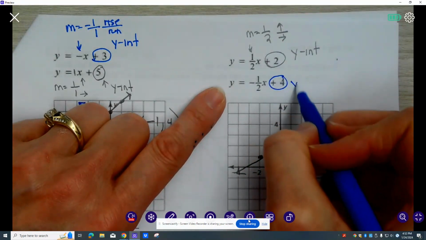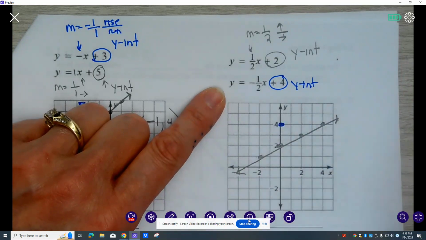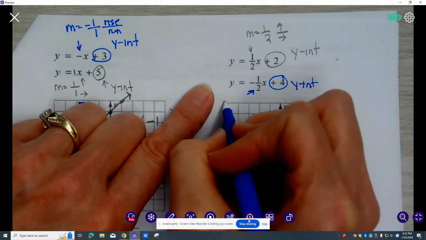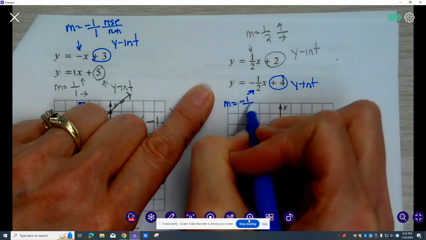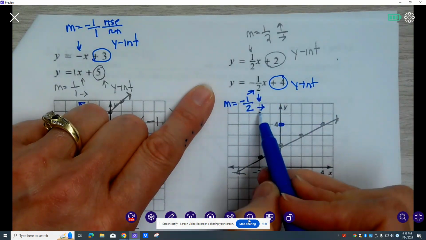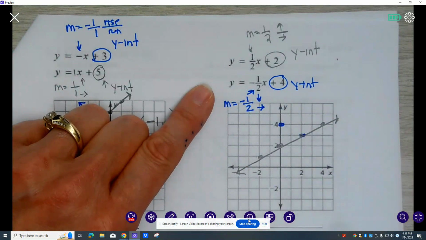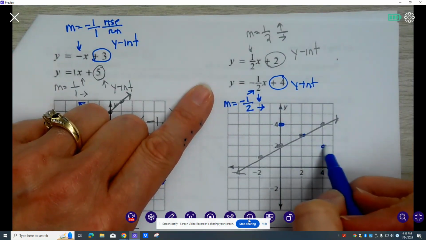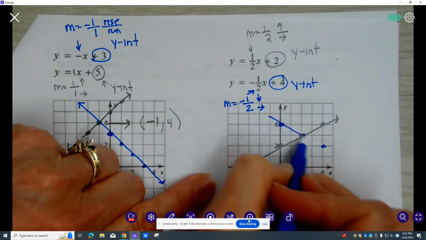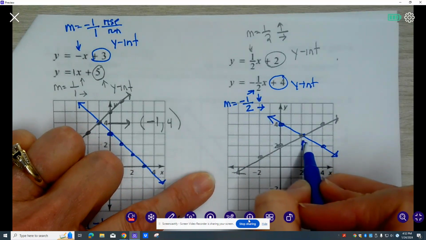Second line, the y-intercept is 4, which is right there. This one, my slope is -1 over 2. So I'm going to go down and to the right. Down 1 to the right 2. So down 1 to the right 2. Oh, look at that. Winner, winner, chicken dinner. I already found out where they intersect. Boom, right there. That was nice.